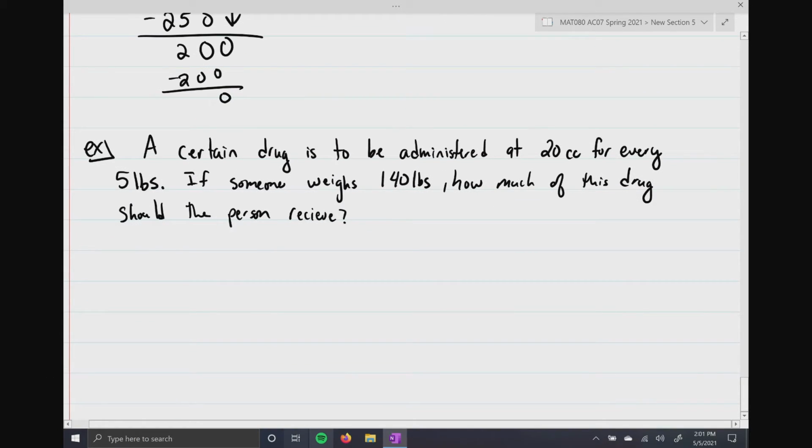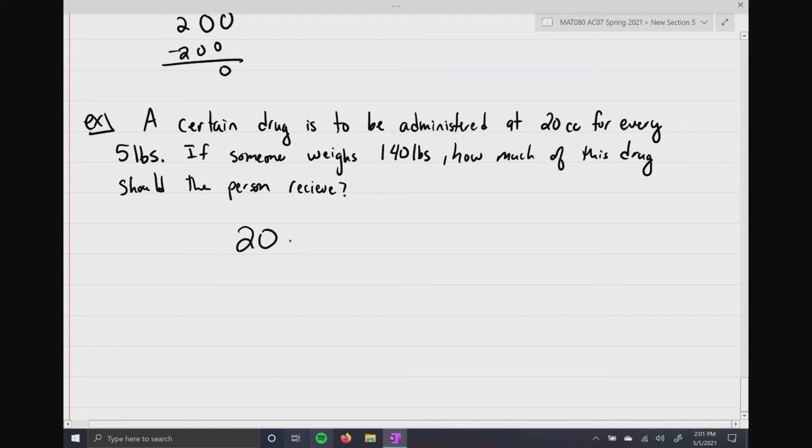Okay? So when we look at a problem like this, notice we're still comparing quantities. We have cc's for every 5 pounds. And that's the thing you got to be able to recognize, is that you're comparing these quantities here. So that's a ratio. Anytime you're comparing quantities, it's a ratio. So I'm going to write 20 cc's over 5 pounds. Now the question becomes, if somebody weighs 140 pounds, how much of this drug should they get? So there's another comparison.